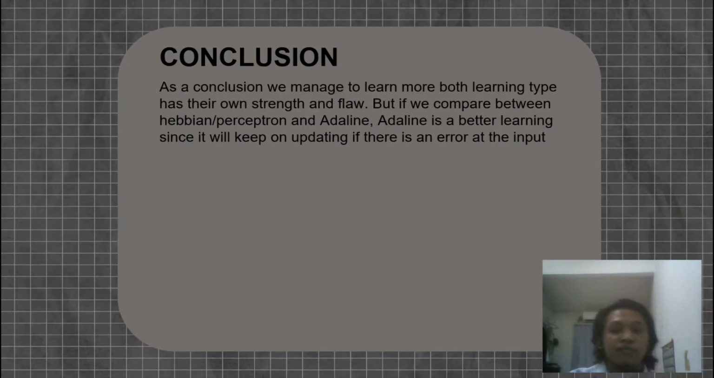As the conclusion, we managed to learn about both learning types, their strengths, and therefore their advantages and disadvantages. But if we compare between Hebbian, Perceptron and Adaline, Adaline is a better learning program since it will keep on updating if there is an error at the input.